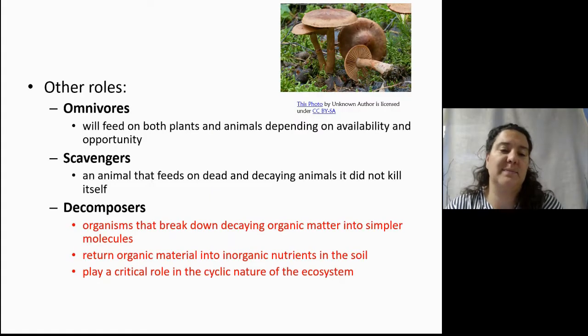Other roles in the ecosystem include omnivores that will feed on both plants and animals depending on availability. So things like bears, humans, skunks, raccoons, even different birds. Scavengers are animals that feed on dead or decaying animals that they did not kill themselves, like vultures.